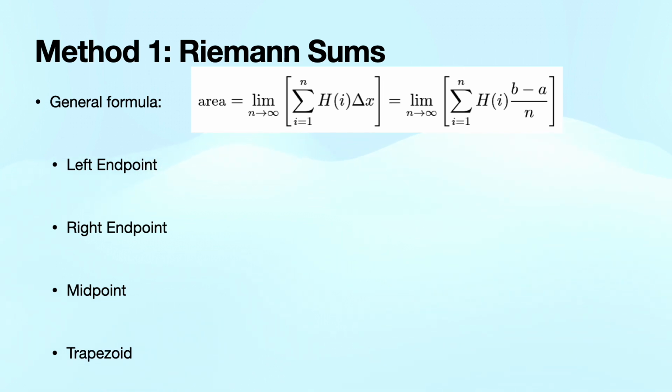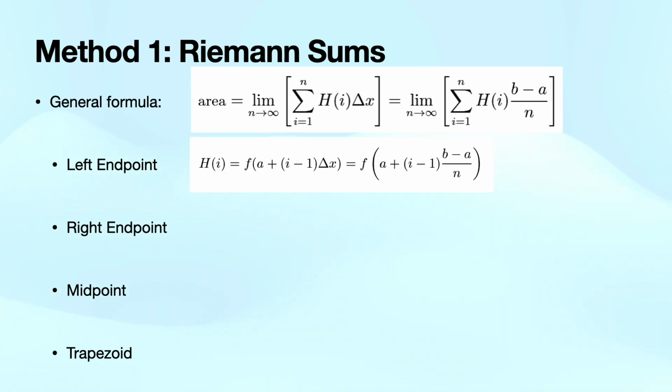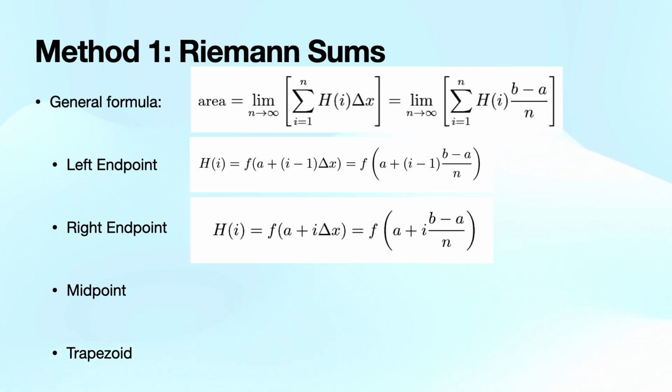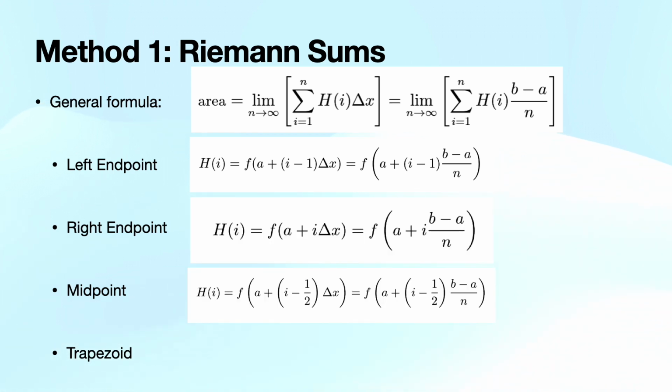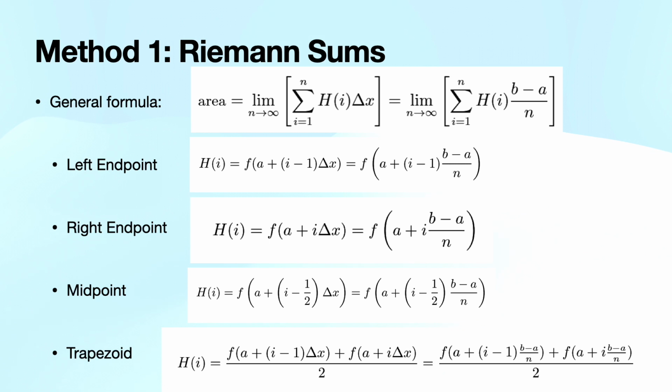For each variation of the Riemann sum, h of i is defined differently. The ones I have here are some of the common ones, although there are many more. For the left endpoint, the height of the rectangle is the left endpoint, as the name suggests, and it is similar for the right endpoint and the midpoint variations. For the trapezoid variation, we take the average of the left endpoint and right endpoints.